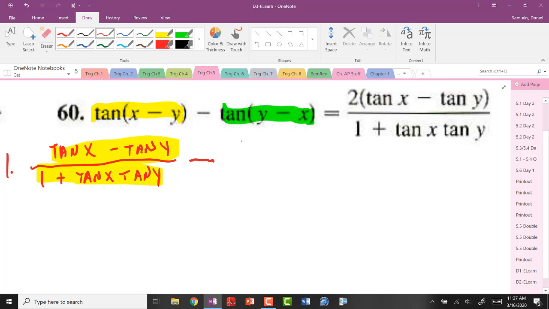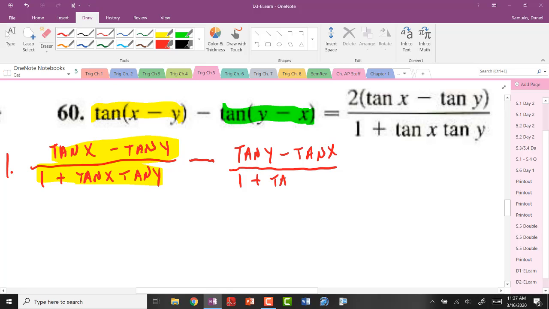You're going to love it. This is tan y minus tan x. Oh, this is going to be so simple. I could see where this is going. I don't know why I was afraid of this one. Over 1 plus tan y tan x.